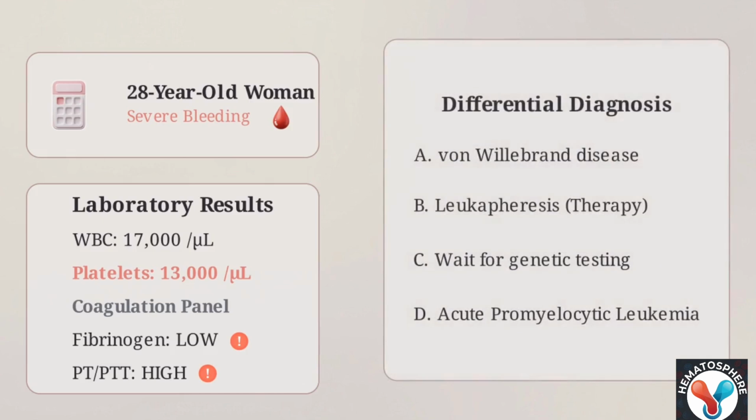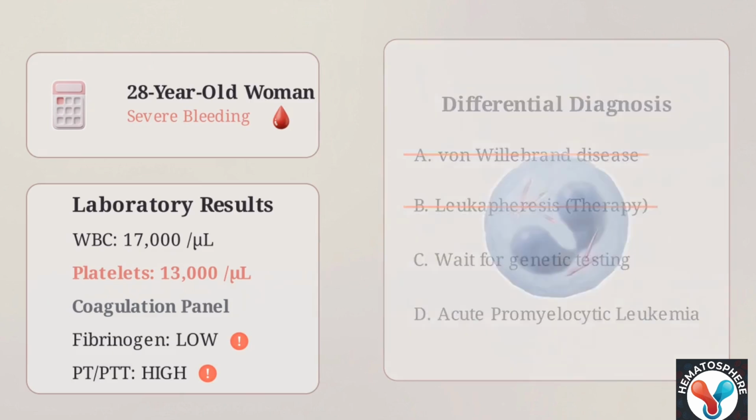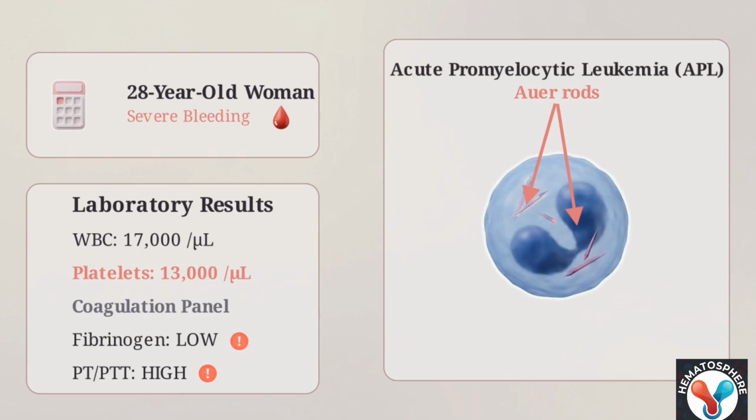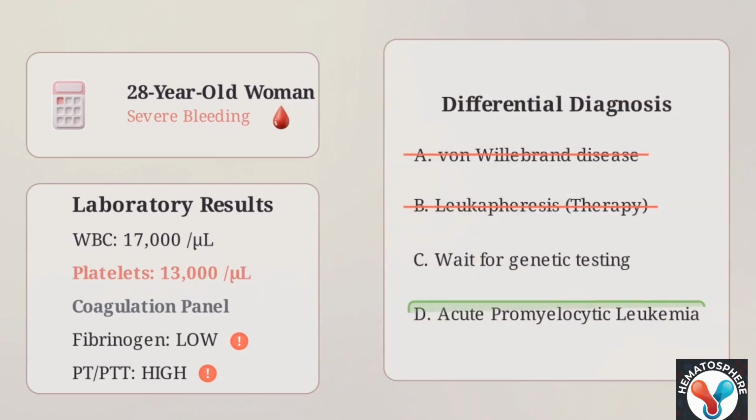We can eliminate distractors quickly. With a platelet count of 13,000 and active DIC, we have progressed beyond a simple von Willebrand disease presentation. Leukapheresis is also incorrect. That intervention is generally reserved for white counts exceeding 100,000 to manage hyperviscosity. The peripheral smear provides the definitive evidence. We see bilobed blasts packed with dense granules, known as Auer rods. This morphology, combined with DIC and pancytopenia, identifies acute promyelocytic leukemia, or APL. The correct answer is D.